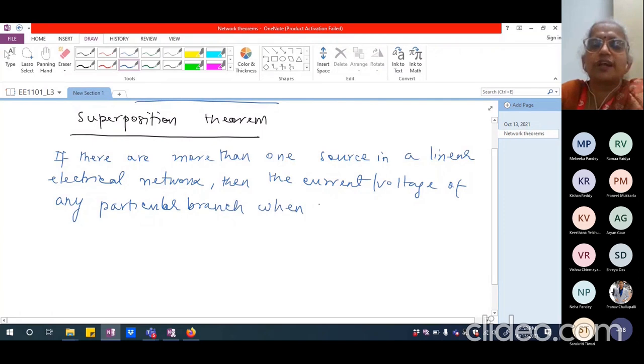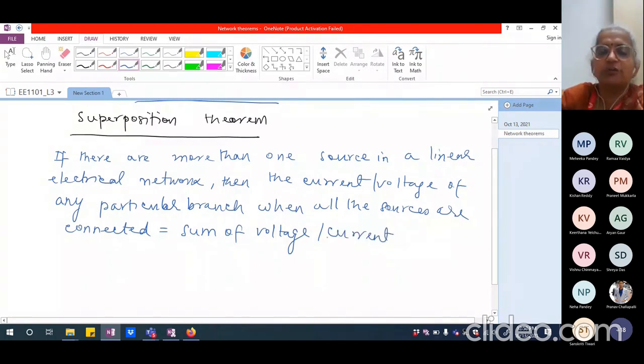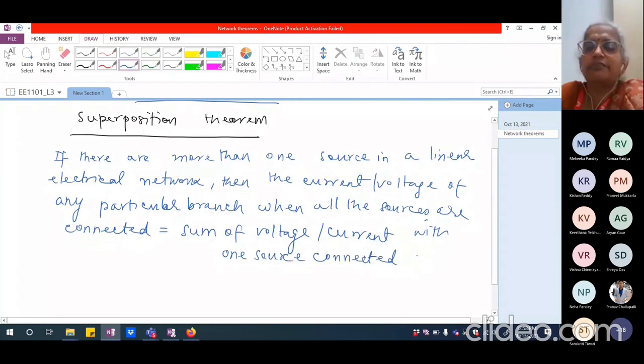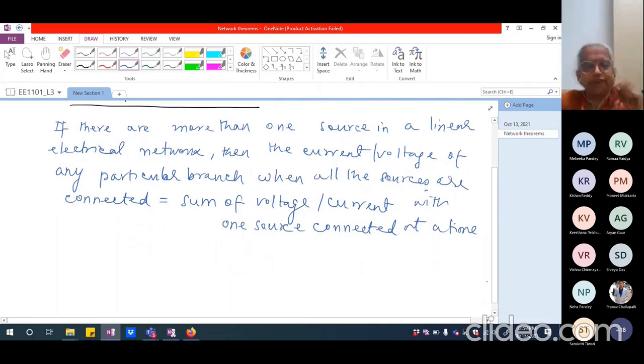when all the sources are connected is equal to the sum of the voltage or current, the sum of all the voltages and currents that you get with one source connected at a time. That is, only one source should be connected at a time. You calculate the voltage or current corresponding to that particular source, and then you add all of them. That will be equal to the actual current or voltage across one particular branch when all the sources are connected together.